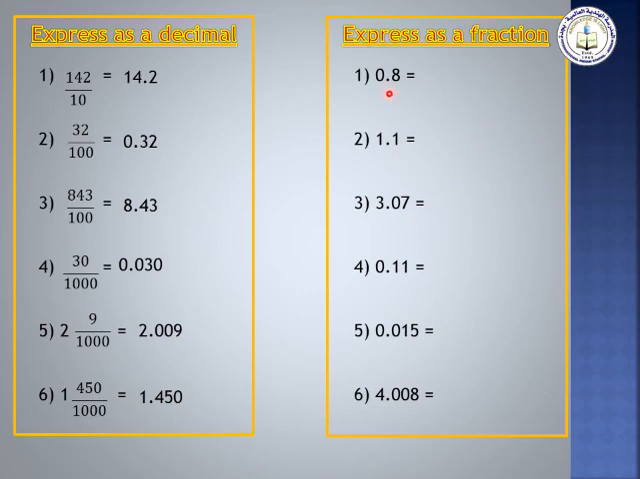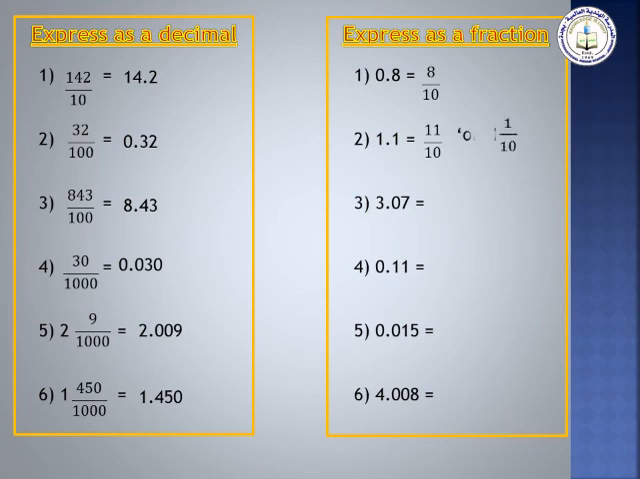Next, express as a fraction. Here 0.8. This is a decimal form. We have to find out the fraction form. After the decimal point, how many digits are there? Only one digit. So divide by 10. How can we write the answer? 8 divided by 10. Next, 1.1. After the decimal point, only one digit. So divide by 10. Remove this point. What will we get? 11. So the answer is 11 by 10.